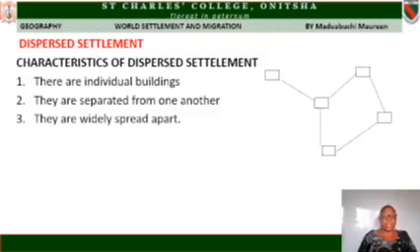Dispersed settlement. Characteristics of dispersed settlement. This is a major characteristic of rural settlement. There are individual buildings. Buildings are scattered. They are separated from one another. From this diagram, you see how the buildings are separated from one another, linked by footpaths. You see the footpath linking the buildings. They are widely spaced apart.